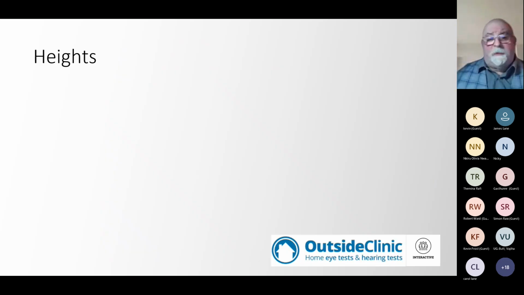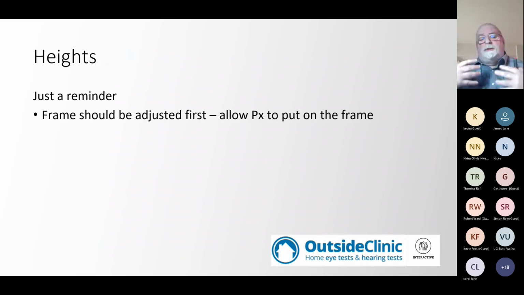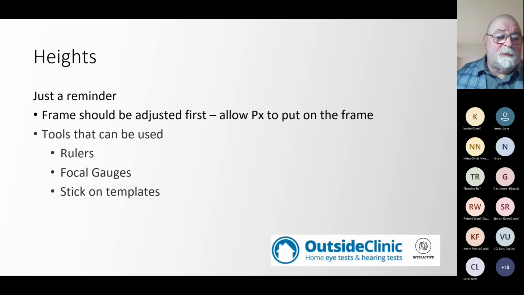So heights. Now heights could be bifocal heights, could be optical center heights, could be fitting cross heights. And again, we should fit the frame first. And I always try and get the patient to put the frame on, because the patient knows where they wear the frame. And by letting the patient put the frame on, it's going to go on to the same place each and every time. And that means we're going to have consistent measurements. Now we can do all sorts of things for this.